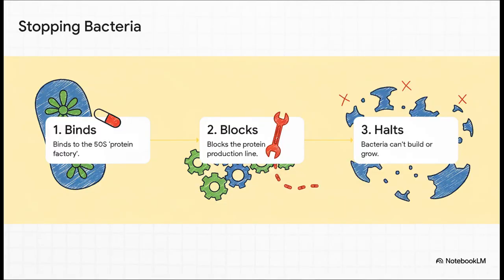And this is the drug's whole strategy. Azithromycin gets inside the bacterium, finds that 50S protein factory, and just latches right on. It basically throws a giant wrench in the gears, blocking the entire production line. And without new proteins, the bacteria can't build, they can't grow, they can't reproduce. The whole infection just grinds to a halt.